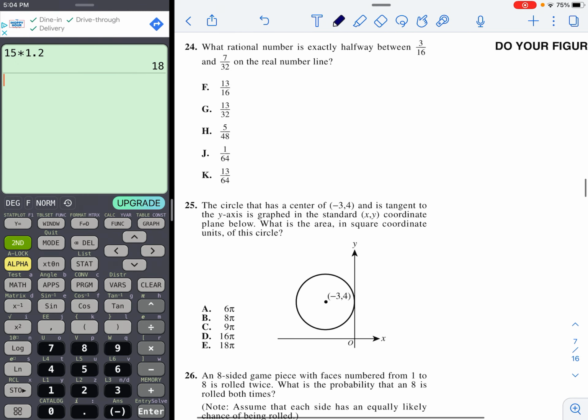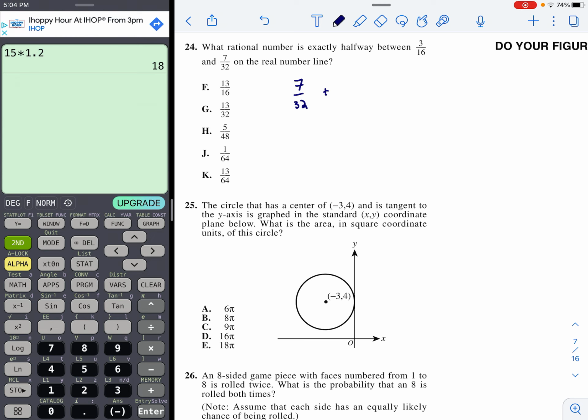24, what rational number is exactly halfway between 3/16 and 7/32 on the real number line? This is one that I would say is definitely one that you can do very quickly on your calculator. If you didn't do it on your calculator, what we're doing, remember, is we are just averaging these numbers. That is what it means to be halfway between two numbers on the number line, is to average them.